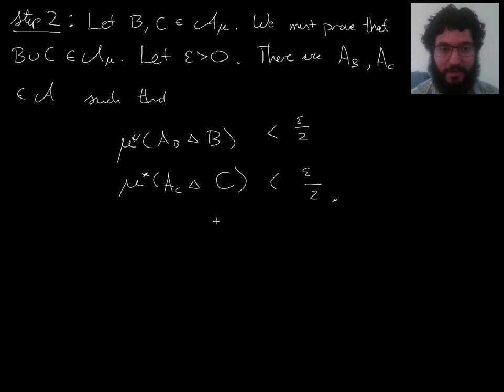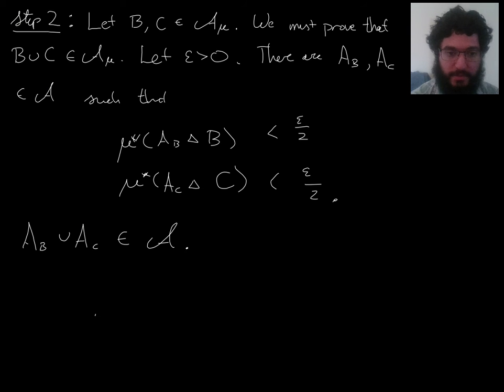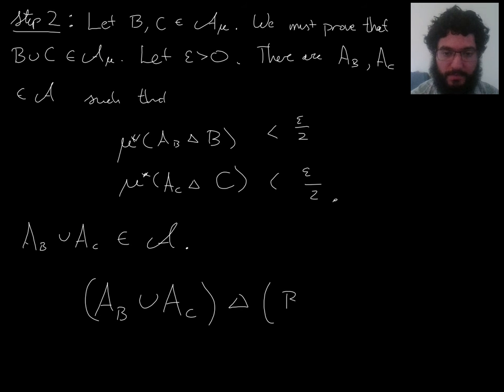Now, what do you think you would want to use to approximate B union C using an element of our original algebra of sets A? You probably have something in mind. You're probably thinking of AB union AC. So AB union AC is definitely in the algebra of sets, since the algebra of sets is closed under unions. And so it's very natural to think about using this. And to do so, you'd have to think about this symmetric difference, right? AB union AC, symmetric difference, B union C.